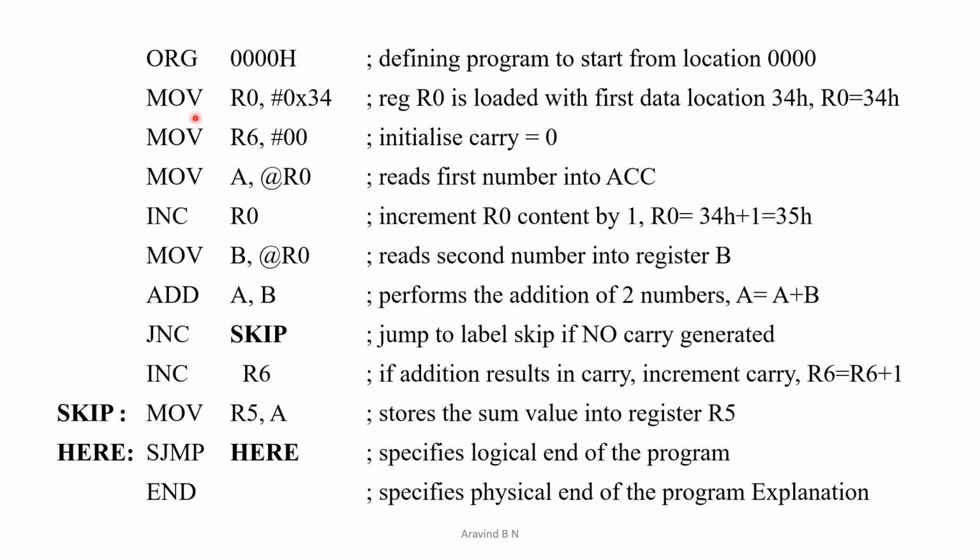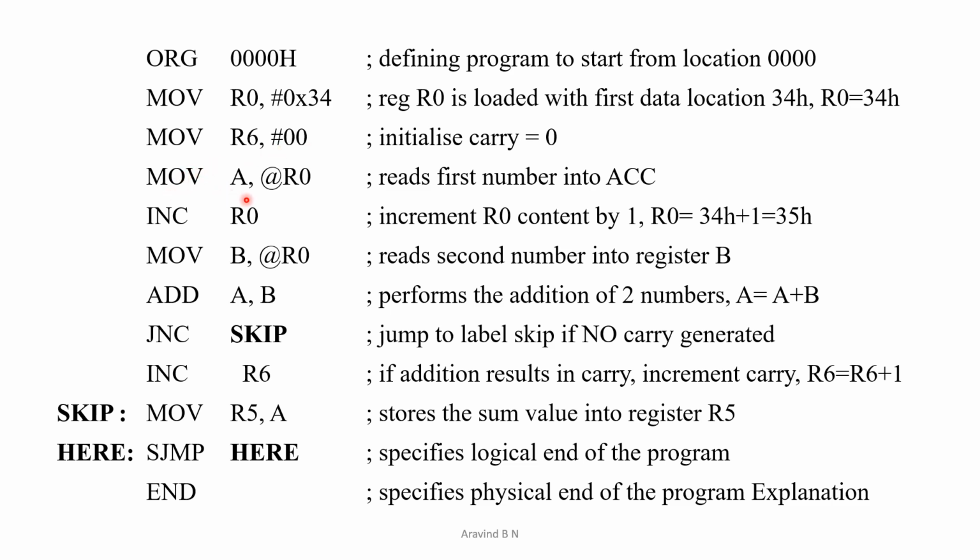So first instruction, starting from move instruction. So move R0 comma hash 0x34. R0 is being used as memory pointer. Therefore, we are loading that with the specified memory location 34H. You use the instructions like move R0 comma hash 34H or hash 0x34. Both of them stand for the same meaning. Then we are initializing the register R6 to 0 because R6 holds the MSB part of the result, and we are initializing that MSB part of the result to be 0 at this instant.